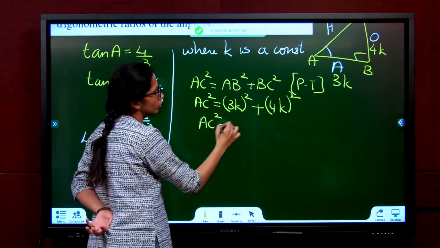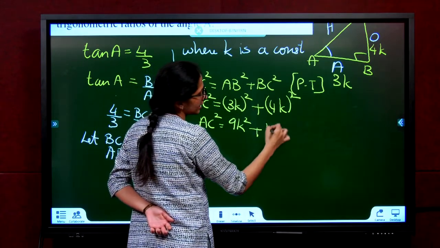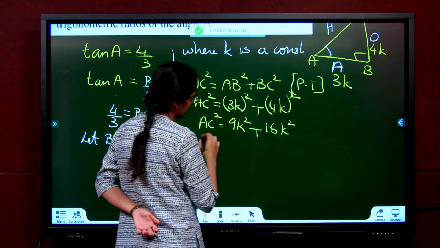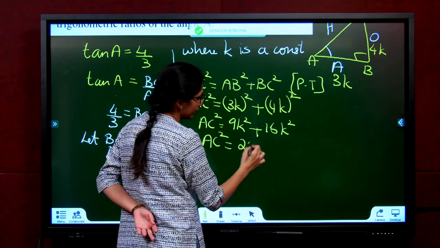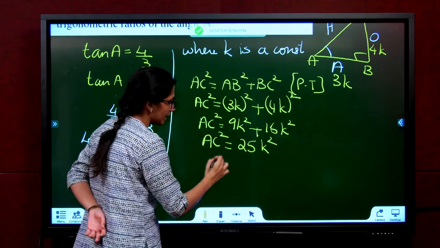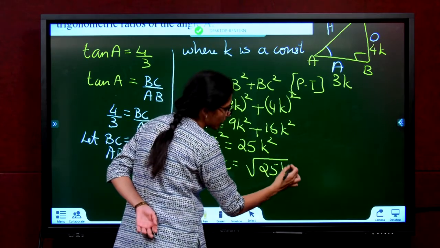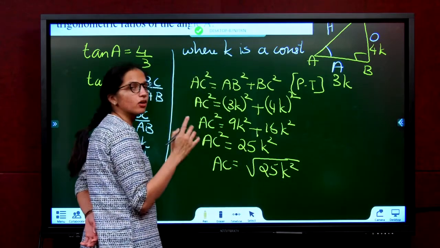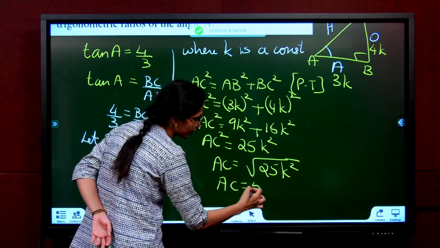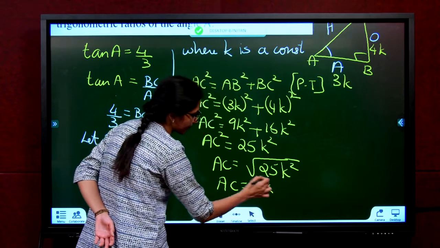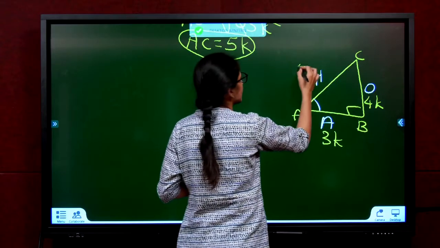AC square is equal to 3 square 9 K square plus 4 square 16 K square. AC square is equal to 9 plus 16, 25 K square. AC is equal to plus or minus root of 25 K square. I will ignore the minus because side length cannot be negative. So now I get AC is equal to root 25 is 5, root of K square is K. So I got AC as 5K.